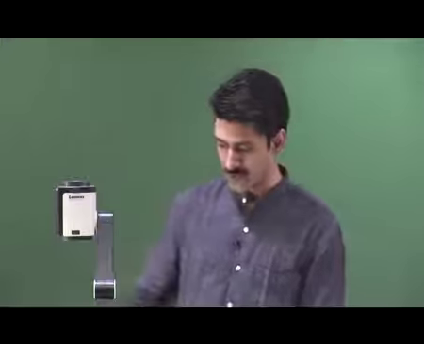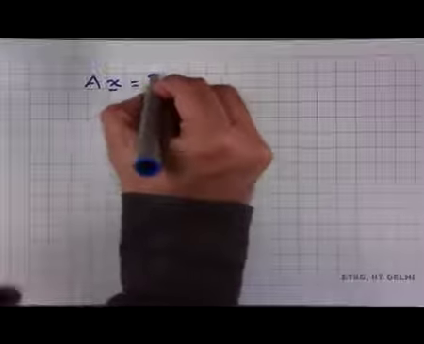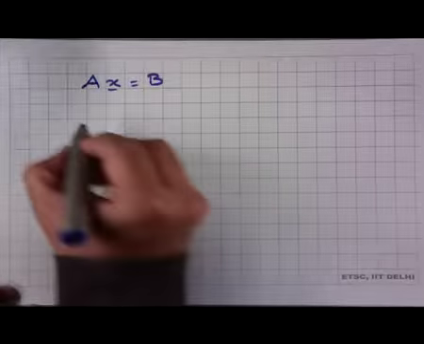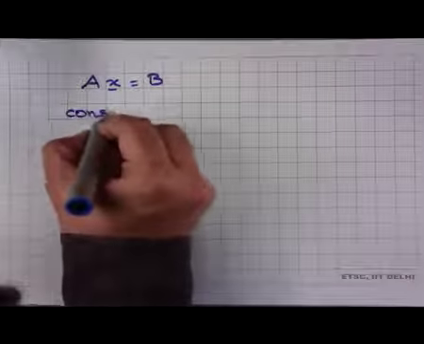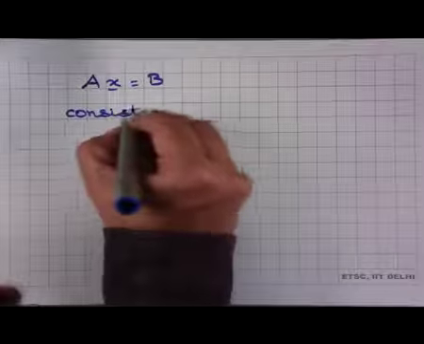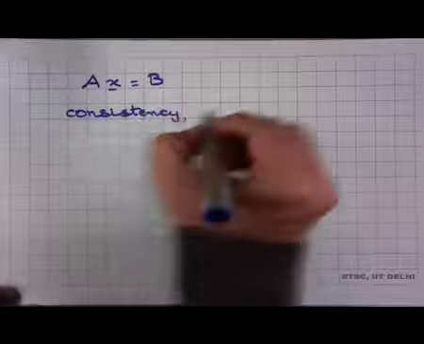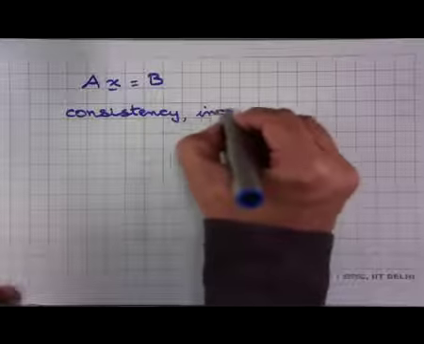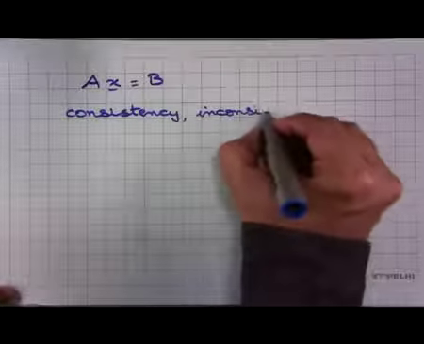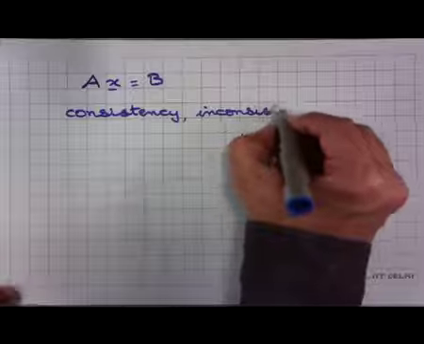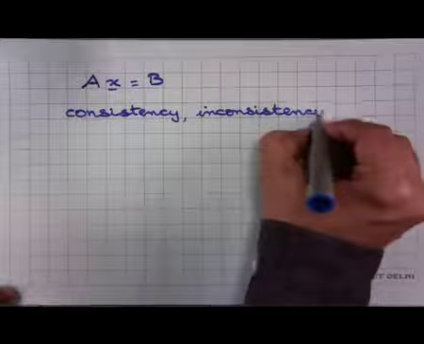Okay. So, how do we go about solving this? A x equal to B. We want to know what are the consistency properties, what is the inconsistency, is it consistent, inconsistent, how to check.